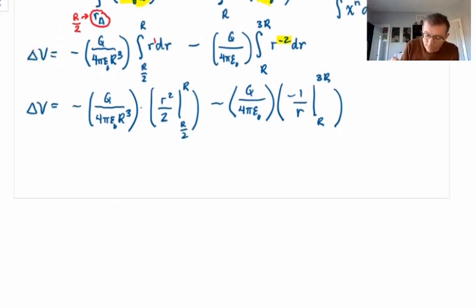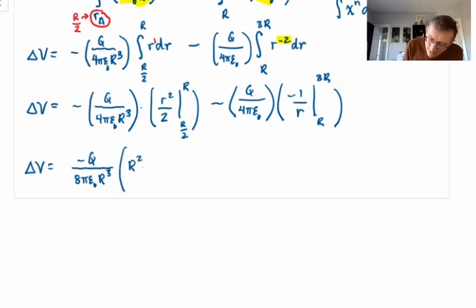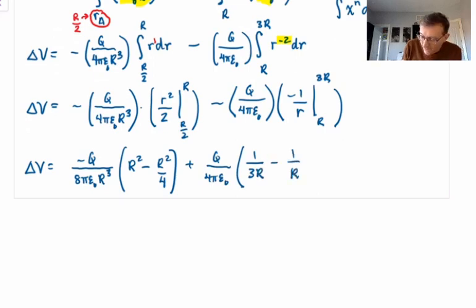All right, just keep doing the math. So let's see, delta V equals negative q over 8 pi epsilon 0 big R cubed. I brought that 1/2 in with the 4, times big R squared minus big R squared over 4. And then for the next term I have 2 negatives multiplied together, so plus q over 4 pi epsilon 0 times 1 over 3 big R minus 1 over big R.